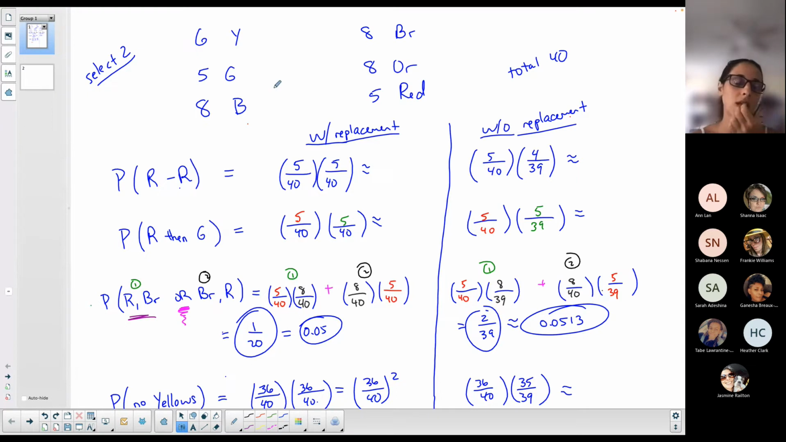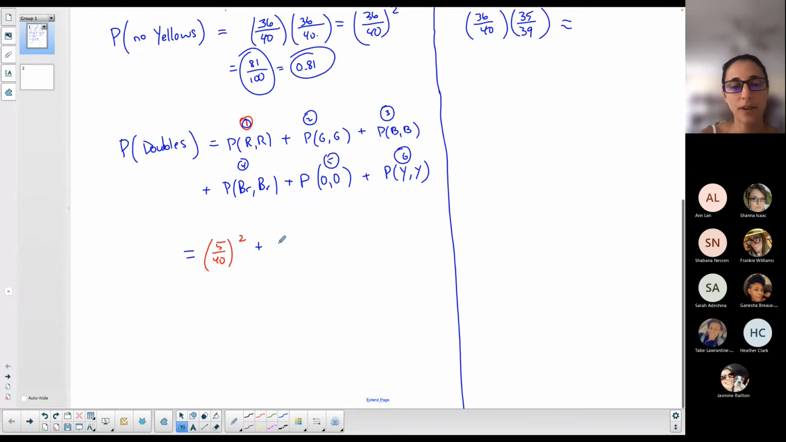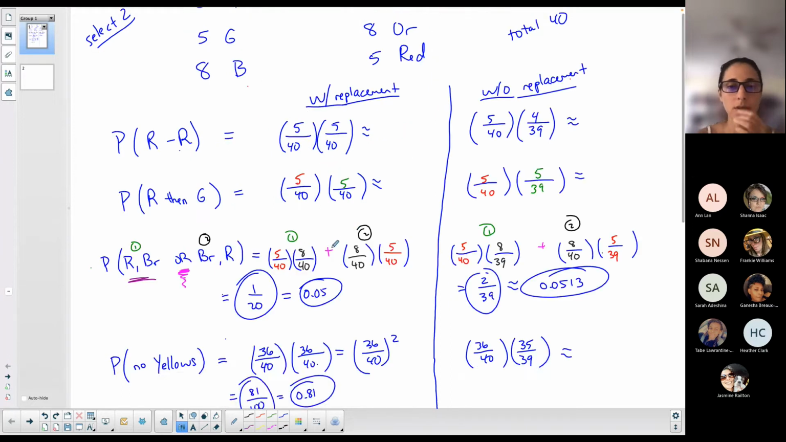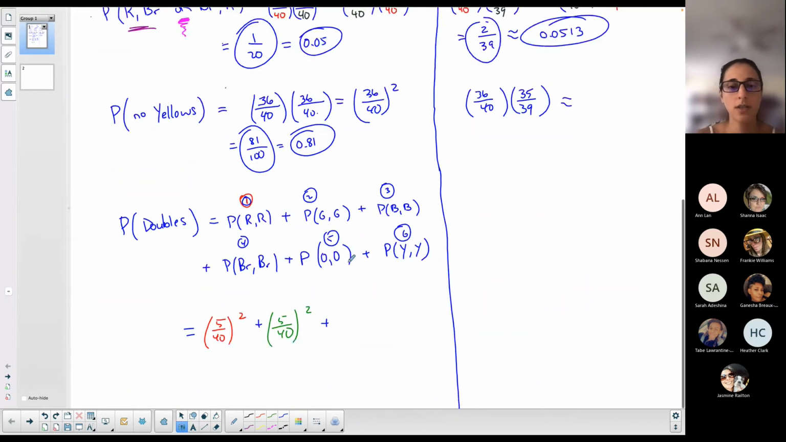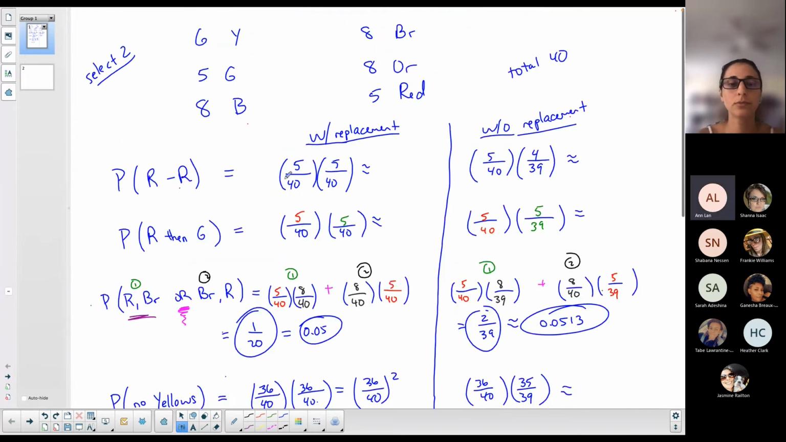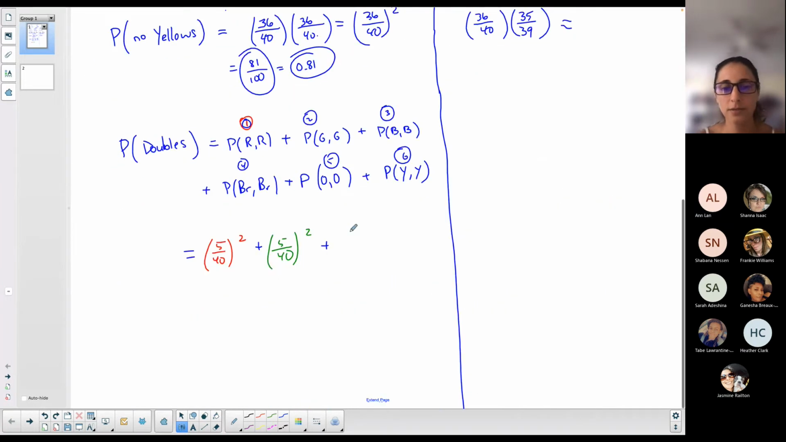I guess that's easy because I have the same number of green as I do red. 5 out of 40, squared because I'm replacing it. What's the next one? Blue and blue. 8 blue out of 40 total. And then I'm replacing it, so I just have that twice.